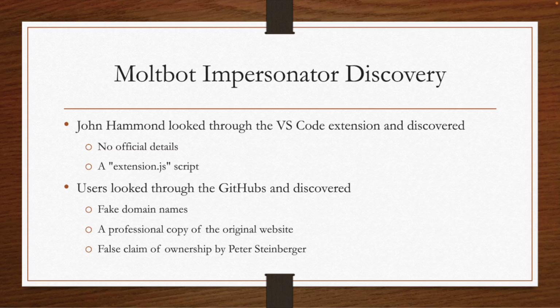A mass of other users looked through the GitHub repository and found other obvious hints, including fake domain names, a professional copy of the original website, and the false claim of ownership by the creator, Peter Steinberger. The last discovery is that version 3.0 of the extension was also examined, but there was no malicious intent in that version. Whether it was because the authors got scared of what they were doing and didn't want to anymore, or this was a way to make them look no longer suspicious, it is not yet found out.